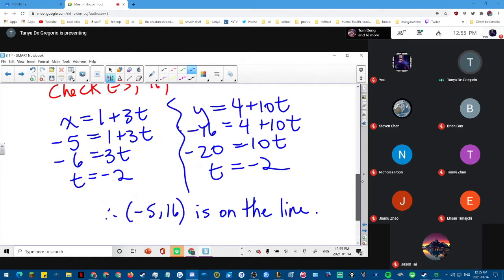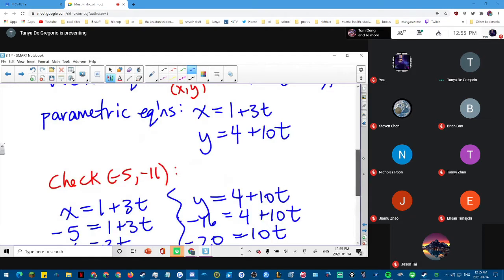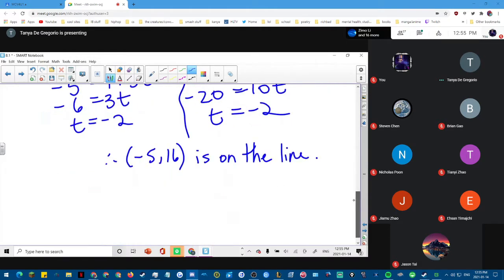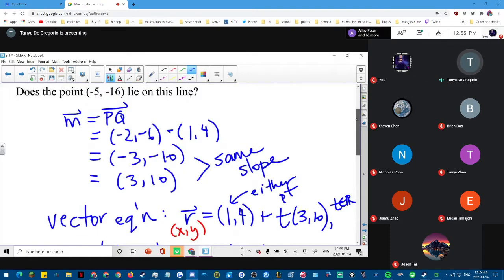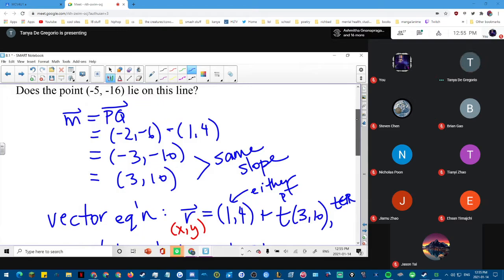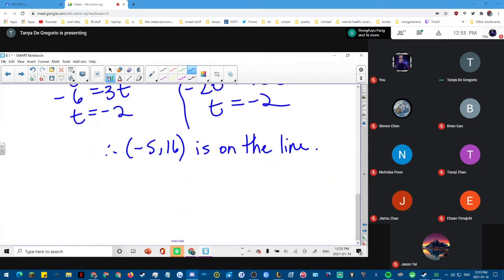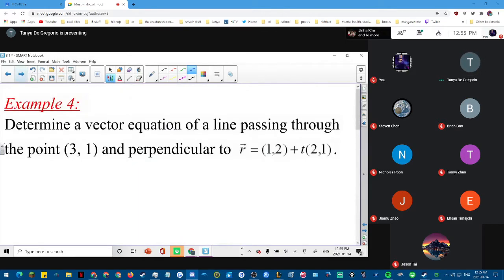Are there any questions? So -5, -16, to get there, I would have to take this slope and multiply by a t of -2 from this point. Okay? Cool. All right.